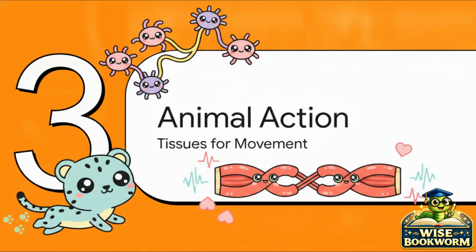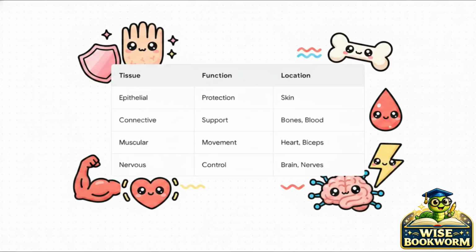Number 3, the Animal Action Network. Shifting gears to animals now. Because we move around so much, to avoid total biological chaos, our engine is meticulously organized into 4 highly specialized tissues. Epithelial tissue covers and protects, like your skin. Connective tissue binds and transports, which crazily enough includes solid bone and fluid blood. Muscular tissue handles movement, from flexing your biceps to the involuntary beating of your heart. And nervous tissue is the command center, firing communication signals all over the body.